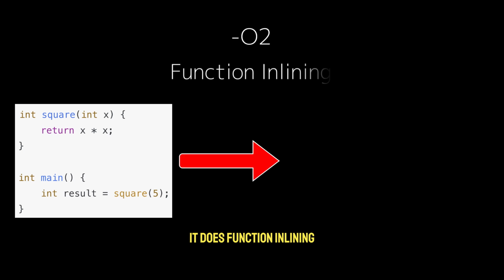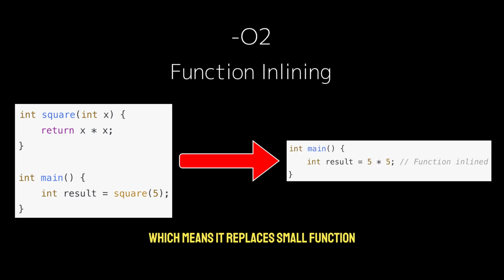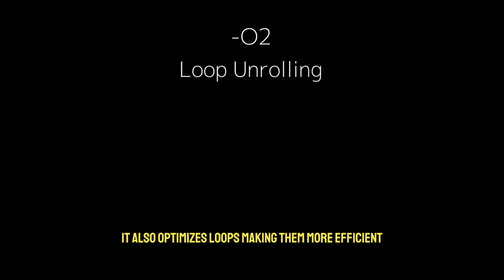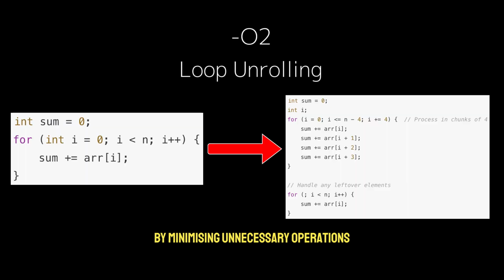It does function inlining, which means it replaces small function calls with the function's actual code to avoid the overhead of jumping to another memory location. It also optimizes loops, making them more efficient by minimizing unnecessary operations. But at O3, things get really aggressive.